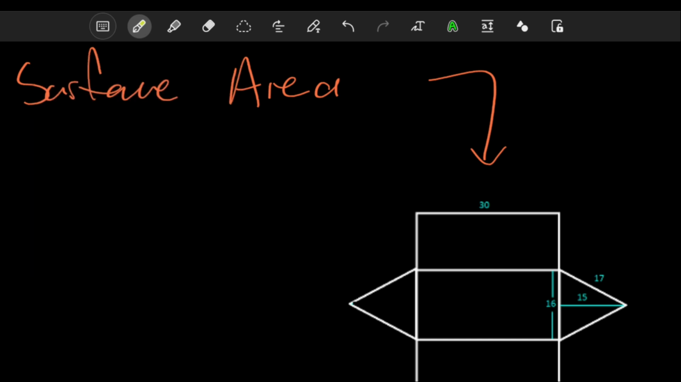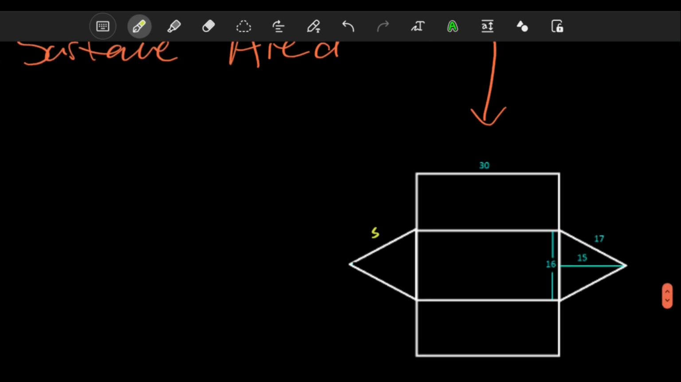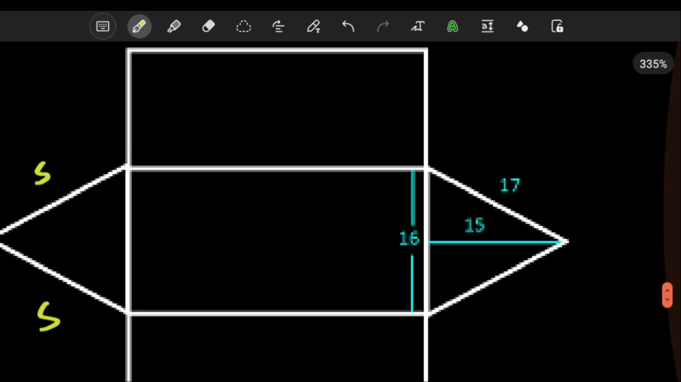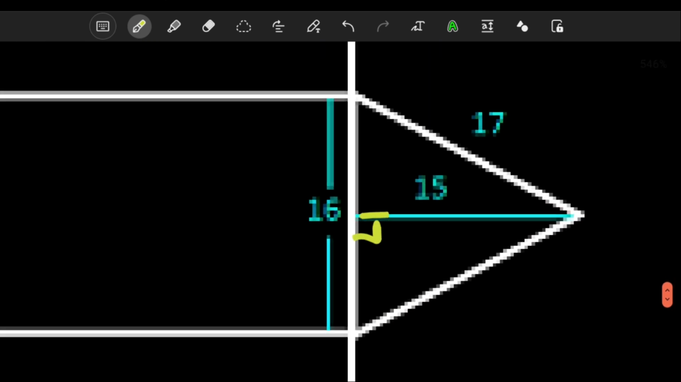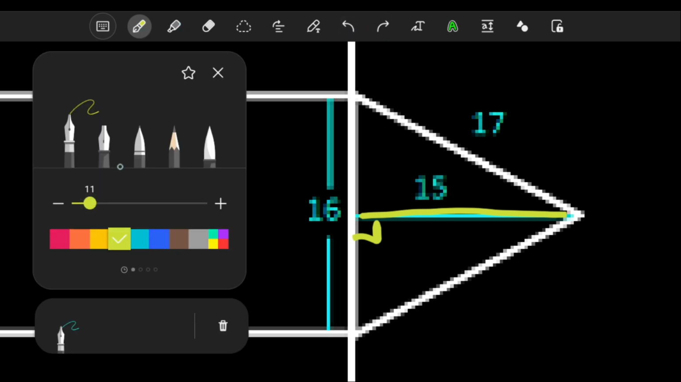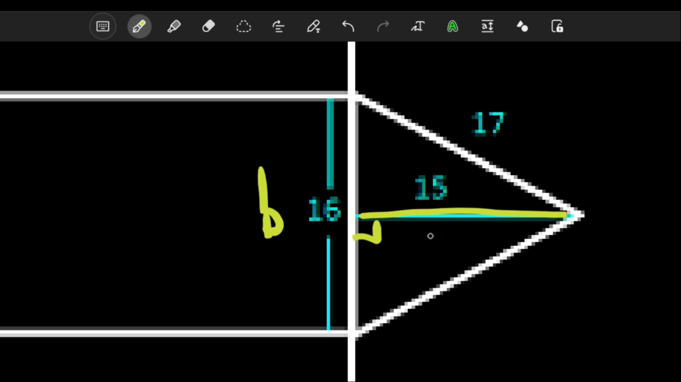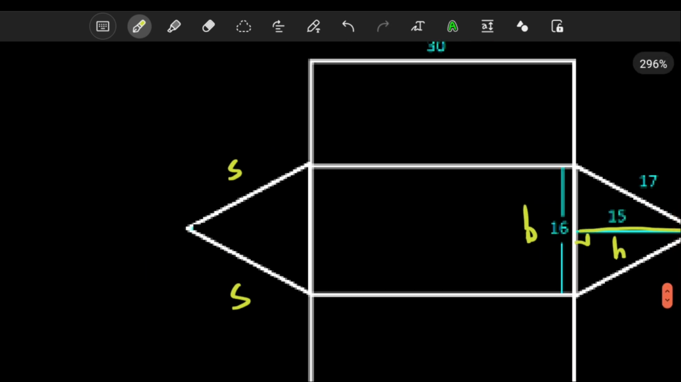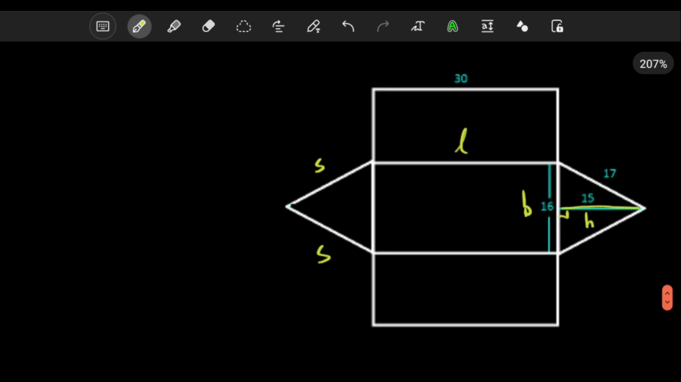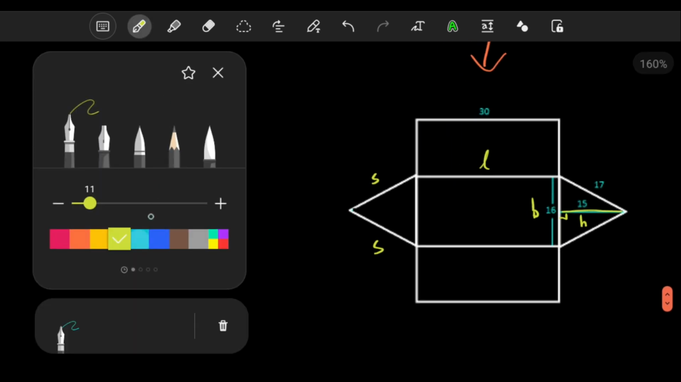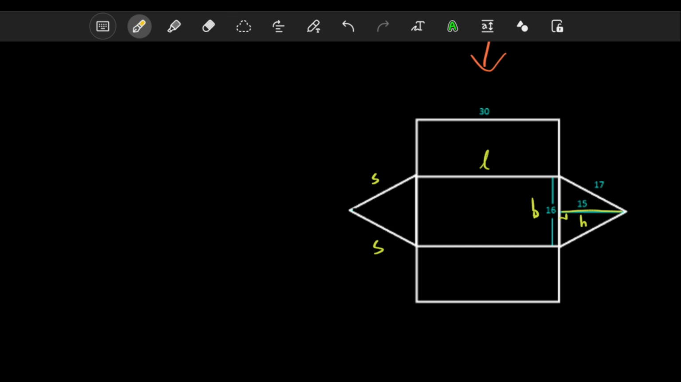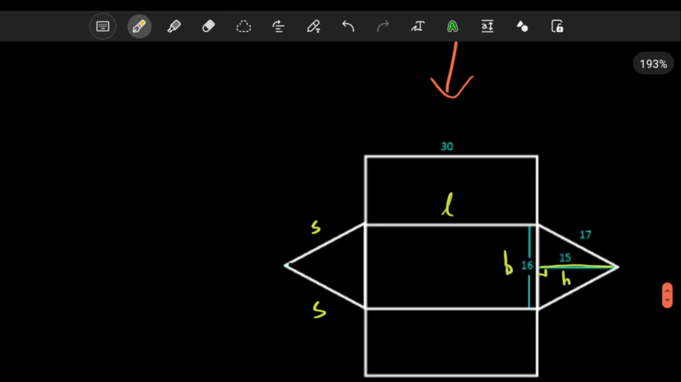Here we can already see we have our slanted height over there, and the perpendicular height over here, which was labeled H. And then we had base. So here we had base, here we had height, and then we had length here. If you're going to get the surface area, you need to get the area of each side and then just add it up. This length here will be the same as that one.